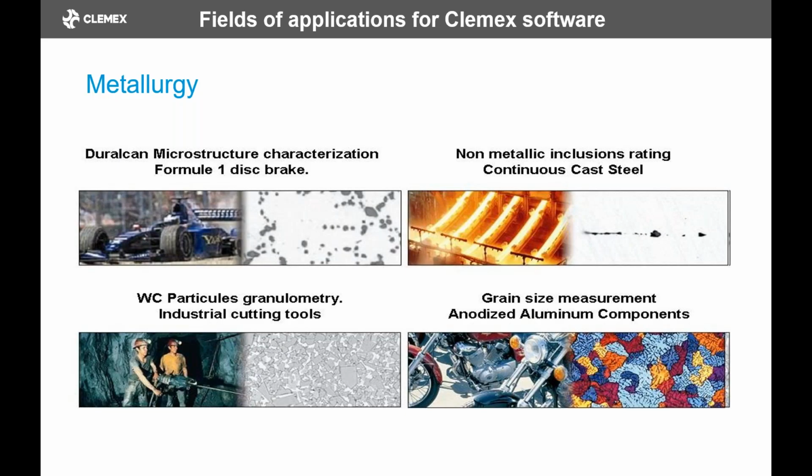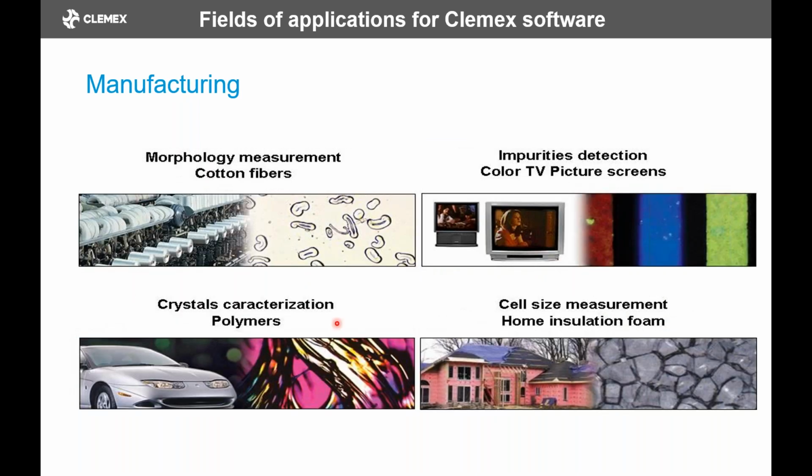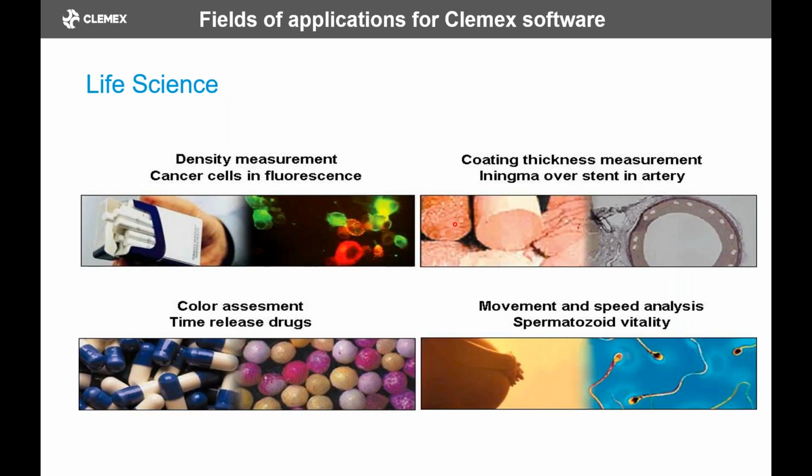Here are some applications that Clemex is involved in. You can see that we have aluminum, inclusion rating, some other aluminum, some grain size that we've seen. And also some non-metallic, foam, composite. This is an old TV set, but it's just to show we can measure an object within an object. Life science, if we need to do that, we're mainly materials, but it's also possible.